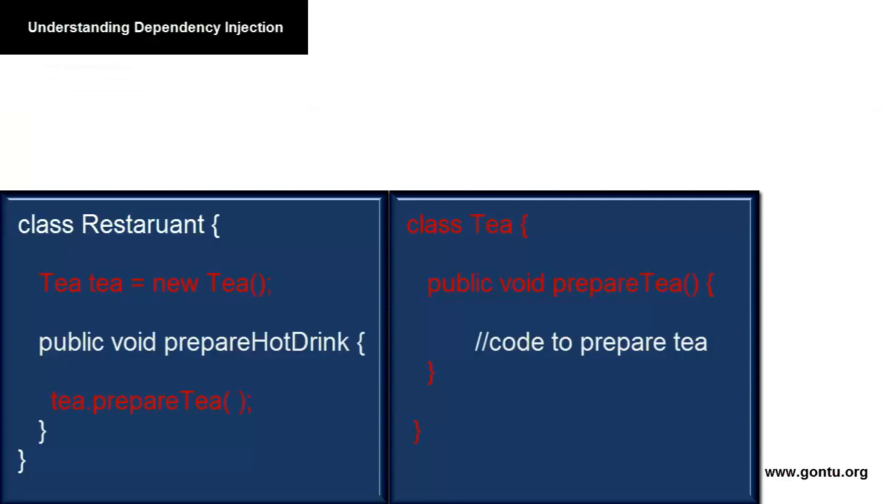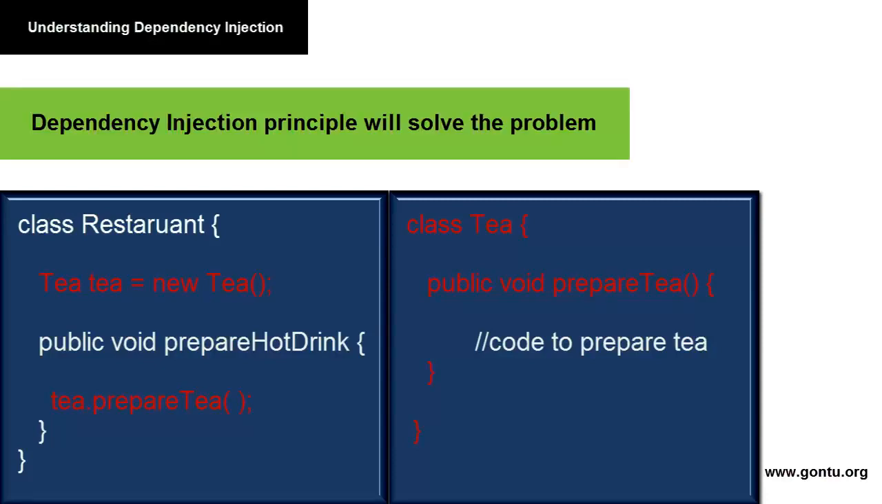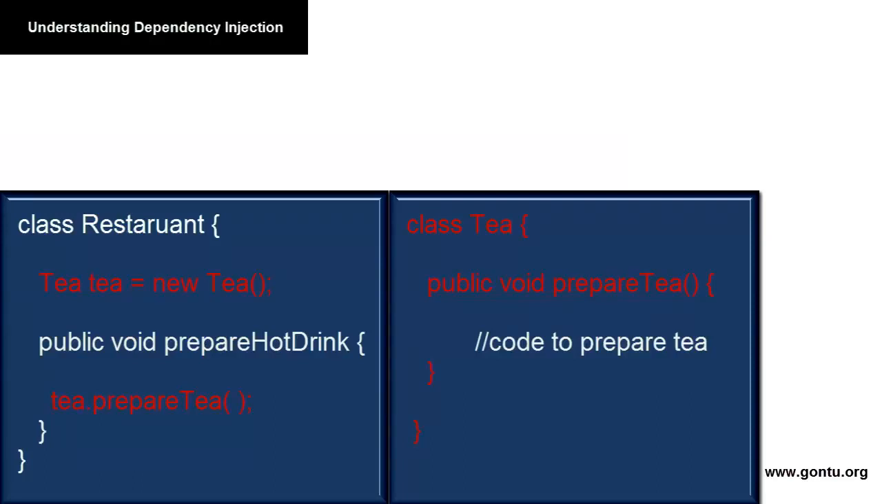Now we understood the problem, but what's the solution? How can the restaurant class use the tea class for preparing tea without creating the tea object inside the restaurant class? And here comes the dependency injection principle into the picture. It will solve the problem. The restaurant class will use the tea class without creating a tea object inside it. Using such a principle simply enhances the code readability. Your code would be better manageable.